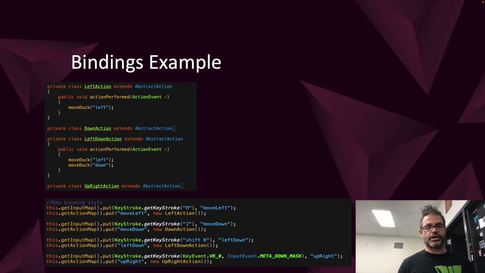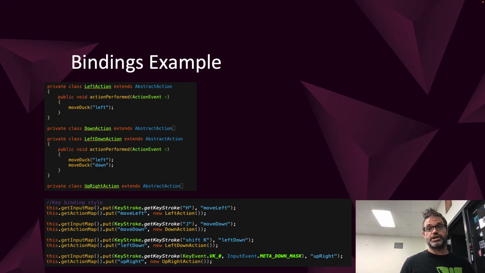Or the other option, like I was saying, is using the mask approach. I can do keystroke, passing it VK_0 and then an input event, passing it META_DOWN_MASK, aka the command key, at the same time. So if I'm pressing command and 0, it's going to go up and right at the same time. And so that's how I can make it so I can do multiple things on that. And so by using the binding style, I can really create some really complex keyboard-based interactions.